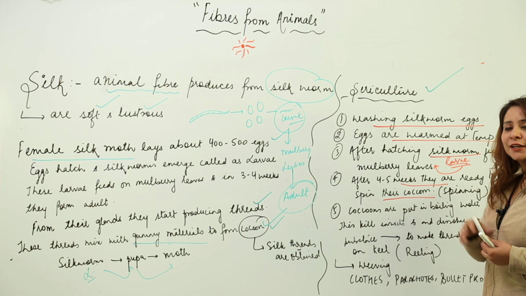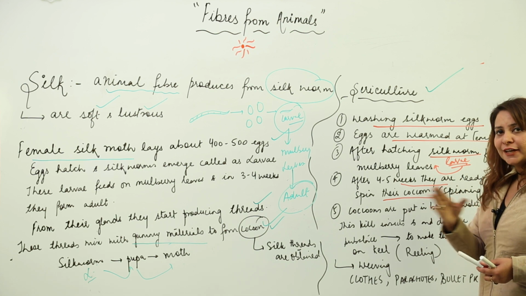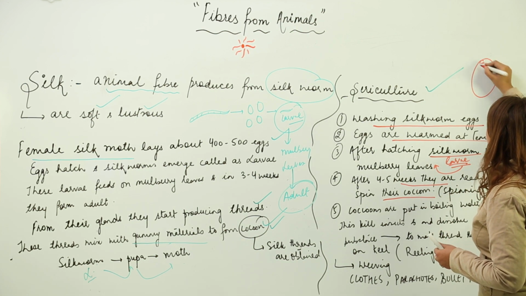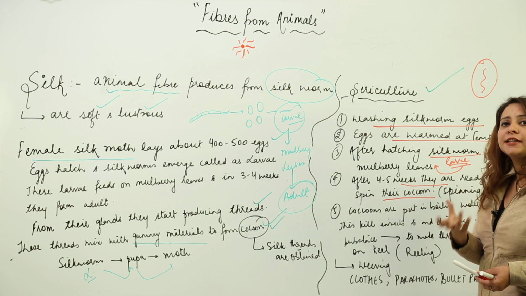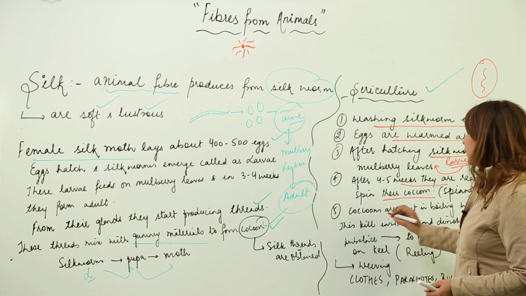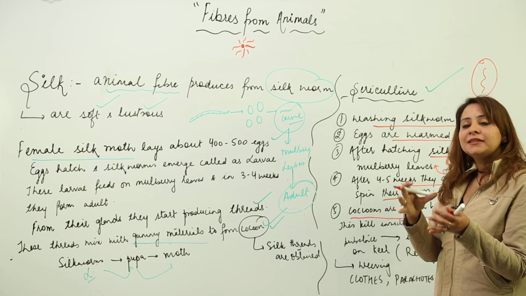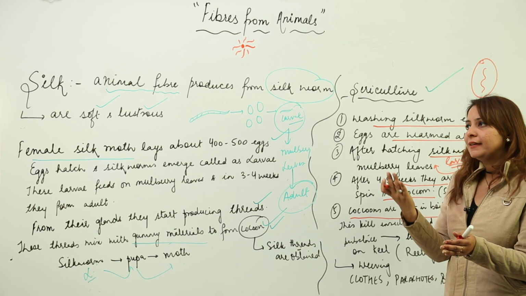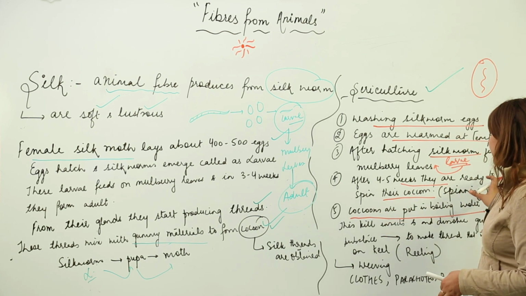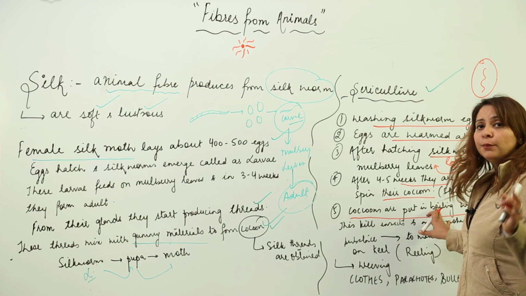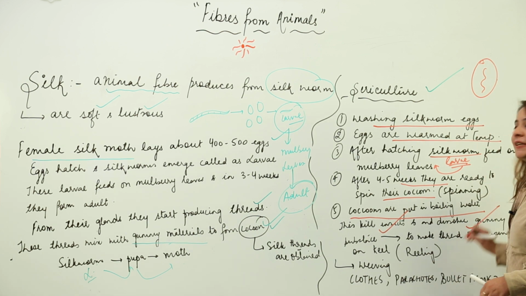This is called spinning. They secrete, as I told you, the thread-like structure from their glands, which mixes with the gummy substance and gives rise to a cocoon. The cocoon is something like this. Inside the cocoon there is an insect, the silkworm larva. Then these cocoons are separated and put in boiling water. When we put them in boiling water, the insect inside the cocoon gets killed, and the gummy substance dissolves too.